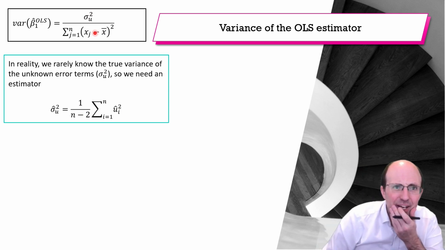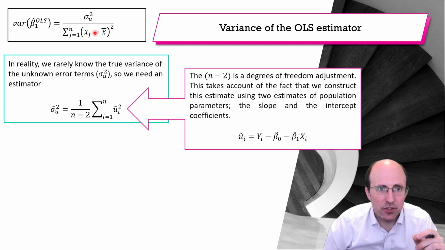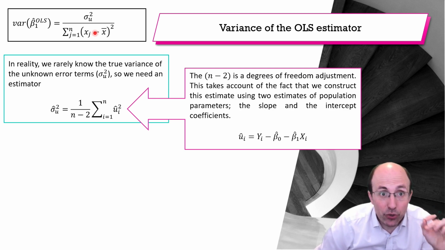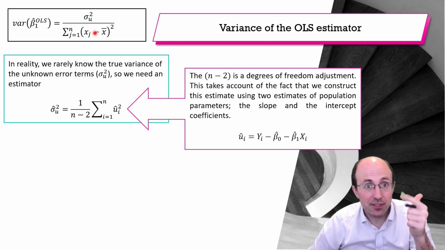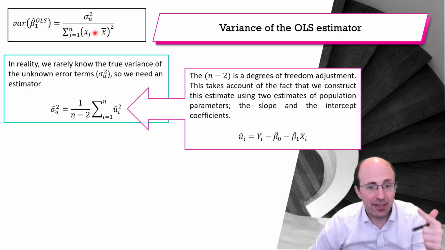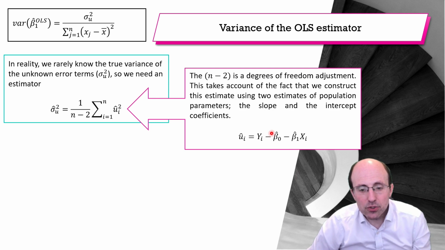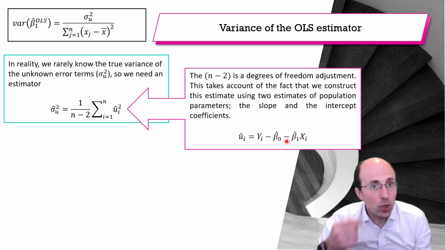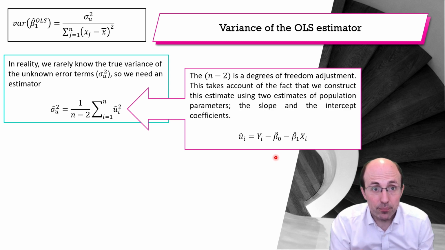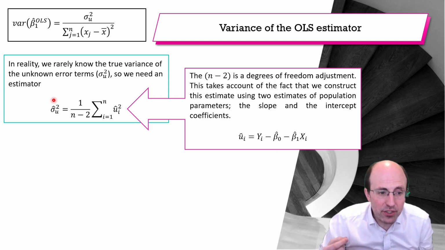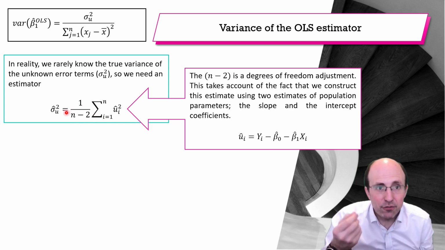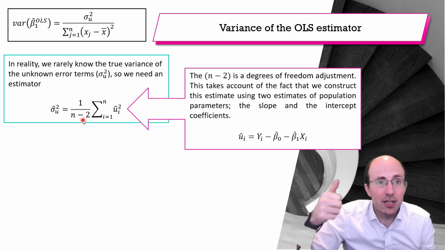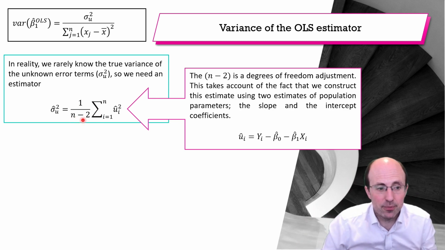Now you might say to me, hang on, why are we dividing by n minus 2? Well, this is a degrees of freedom adjustment. When we're constructing each observation of the u hat, we are using estimates beta 0 hat and beta 1 hat to construct that estimate. So by using those two estimates in the u hat, we're losing 2 degrees of freedom. So this n minus 2 is a degrees of freedom adjustment. Just like in s squared we divide by n minus 1, in this case we're dividing by n minus 2 because we're using two estimates in the construction of our estimate of the variance.